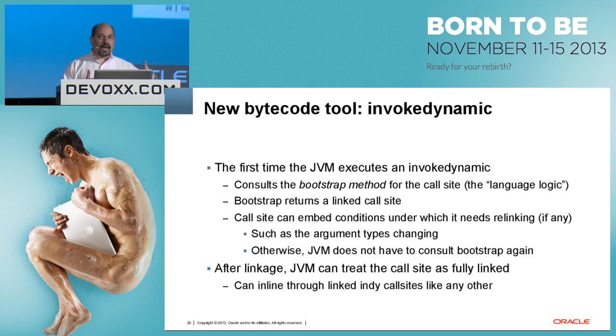So after linkage happens, which is to say after the first time you execute an Invoke Dynamic call site, the VM treats the site as linked and can inline through it just like anything else. And that's where the magic comes from, right? Once the language logic has gotten out of the way, the VM can do all the optimizations that it would do with any other invocation.